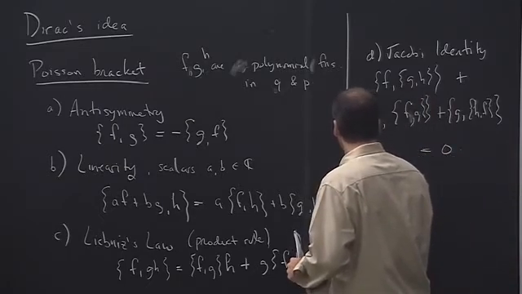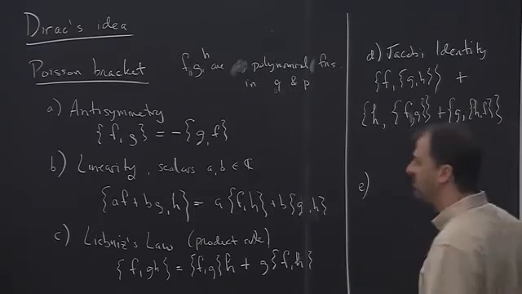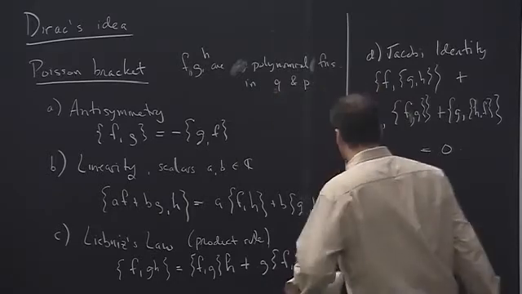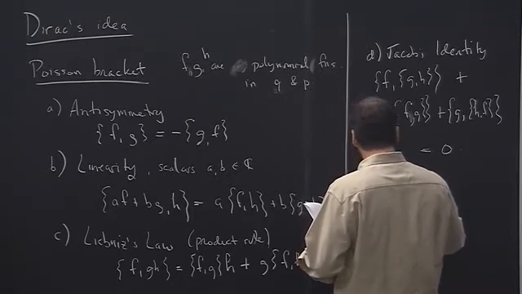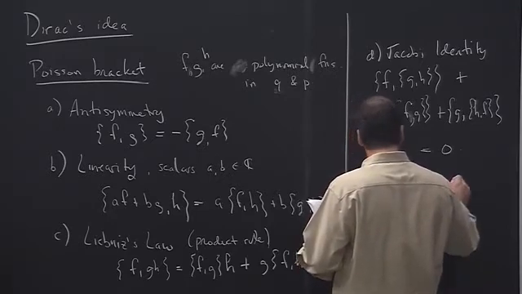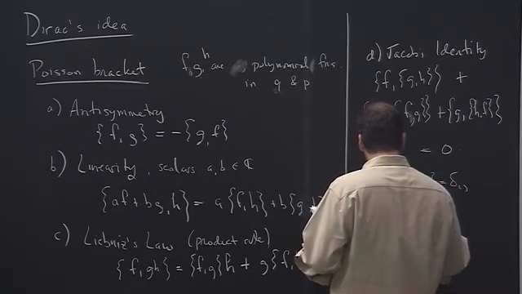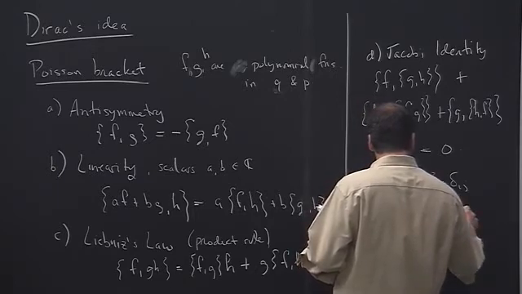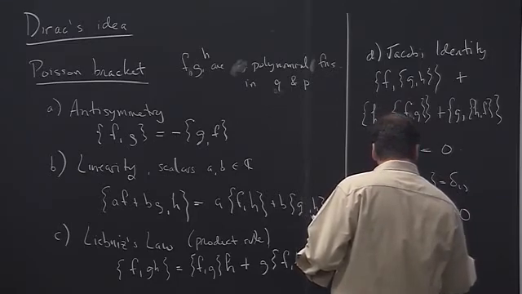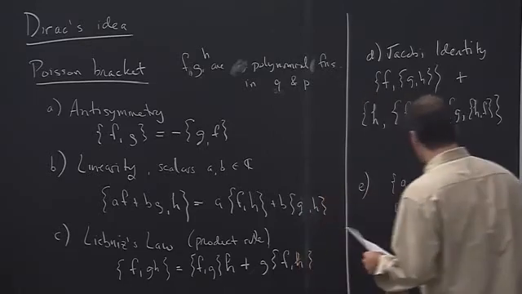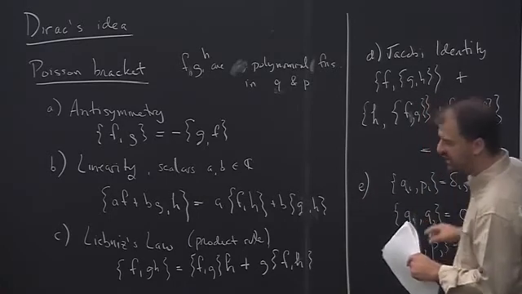And the last assumption is that we impose a value for the Poisson bracket of our fundamental quantities Q and P. So we demand that the Qi Pj Poisson bracket is equal to delta Ij, and that the Qi Qj Poisson bracket is equal to 0, and the Pi Pj Poisson bracket is equal to 0. This is for all i and j.